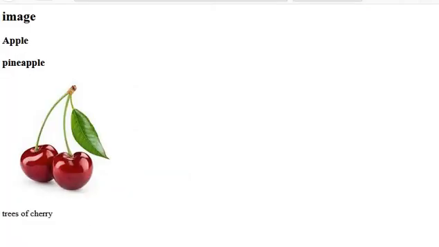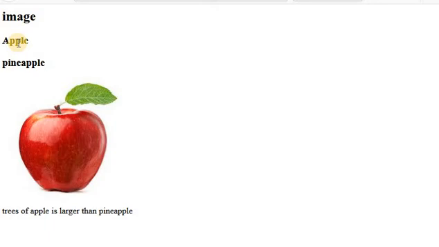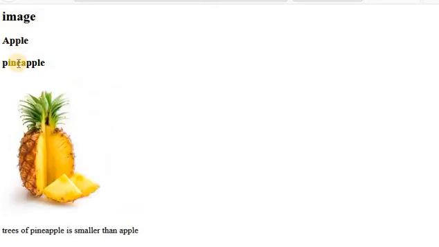This is the output of our program. Here if the cursor of the mouse is moved on the text apple, then the image of apple plus the text will be displayed on the screen, and if the cursor of the mouse is moved on the text pineapple, then the image of pineapple plus the text will be displayed on the screen. Means multiple actions are performed for a rollover.